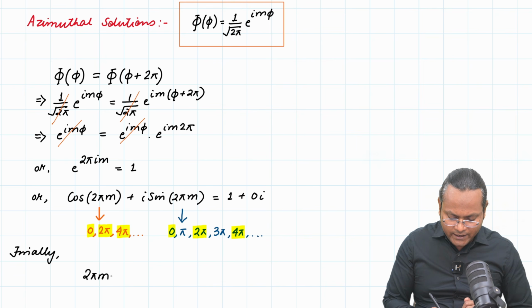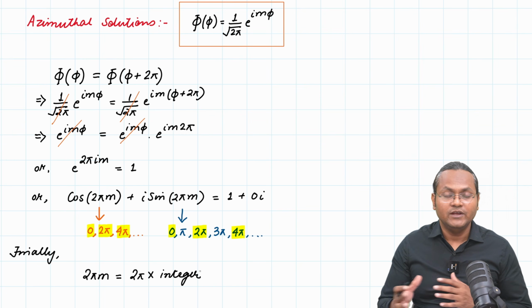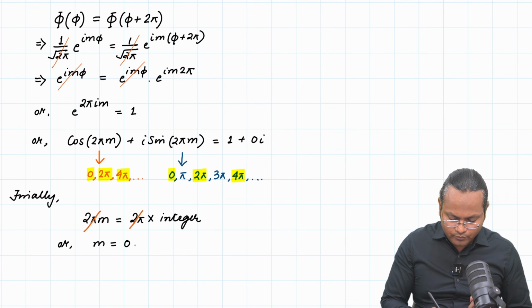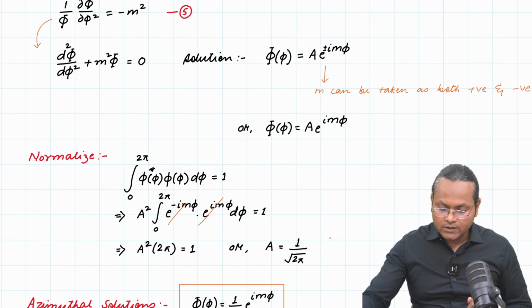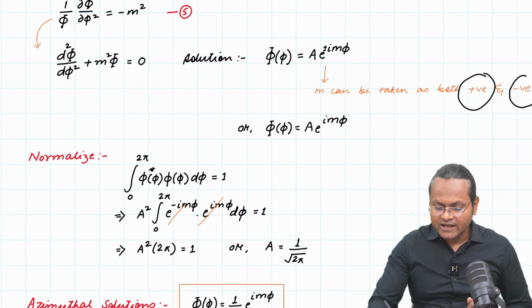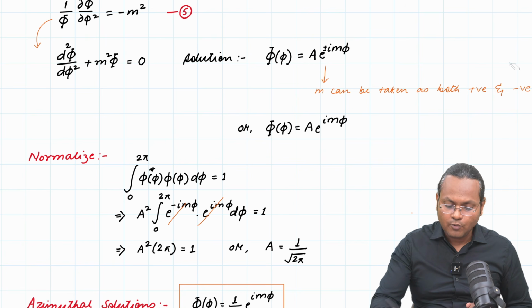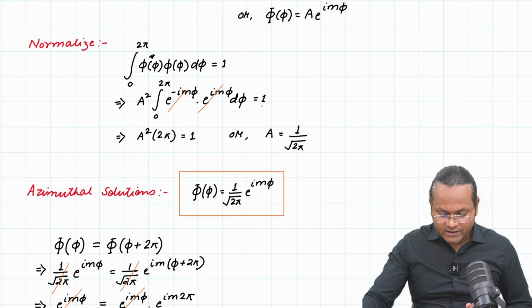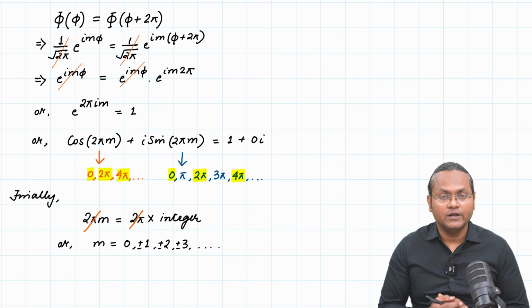That is, 2 pi m is equal to 2 pi times an integer, where the integer includes values like 0, 1, 2, 3, like that, where m is equal to 0, 1, 2, 3, and so on. And just some moments back, we included both positive and negative values into the value of m. So we have to allow for both positive and negative values, given the manner in which we did the derivation. Therefore, m can take the values of 0, plus minus 1, plus minus 2, plus minus 3, and so on. So there you have it.